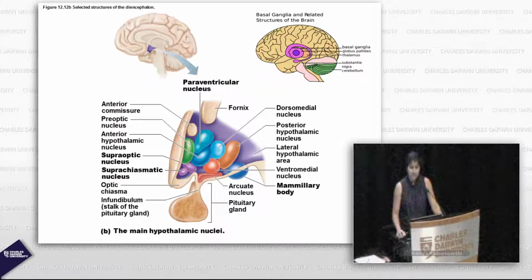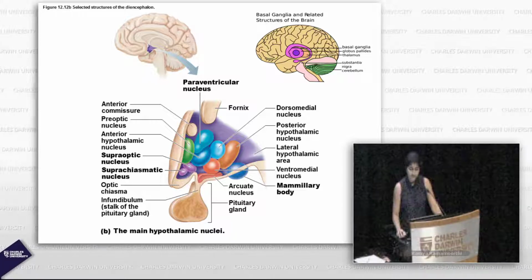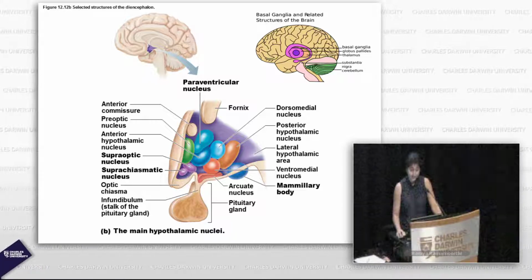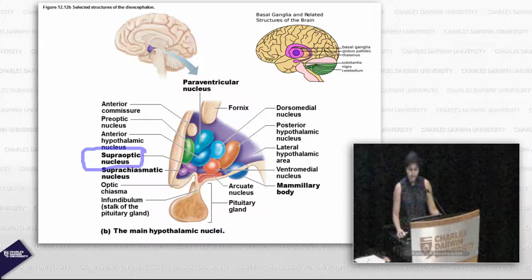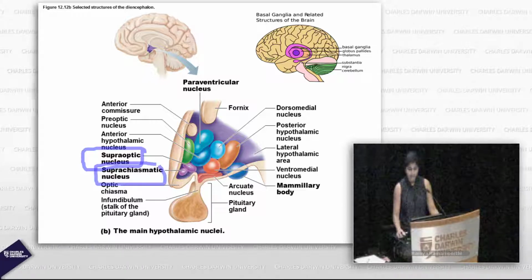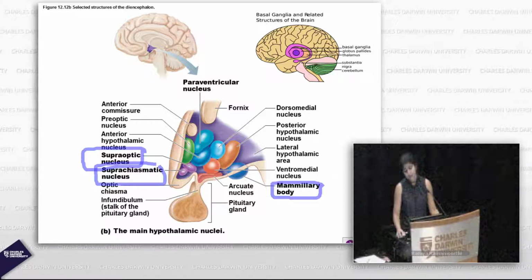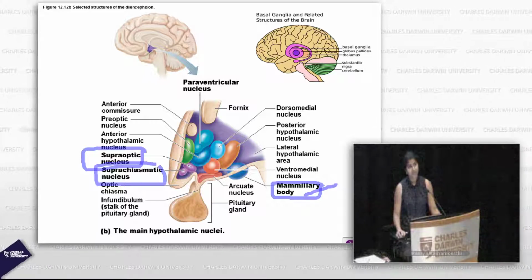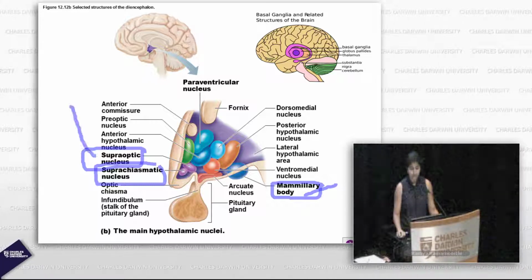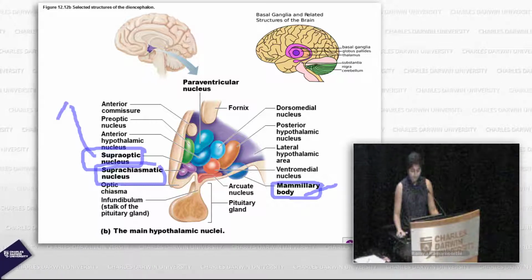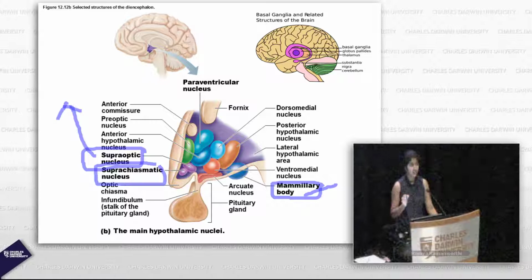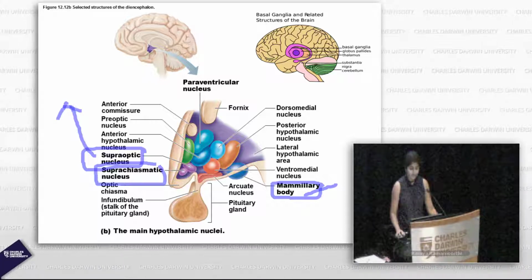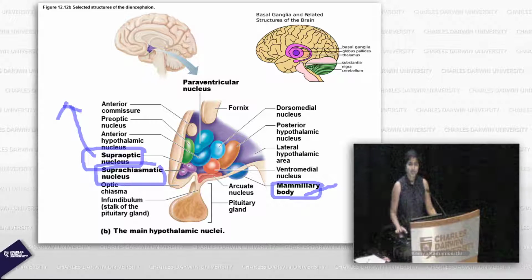So we were talking about different nuclei here again. Some of the important ones I have highlighted: the supraoptic nucleus, the suprachiasmatic nucleus, and the mammillary bodies. Mammillary bodies mainly control your memory. It's easier to remember: mammillary body for memory. Then we have the supraoptic nucleus, which is very important because it sets our biological clock. Basically, it regulates the sleep-wake cycle and everything.